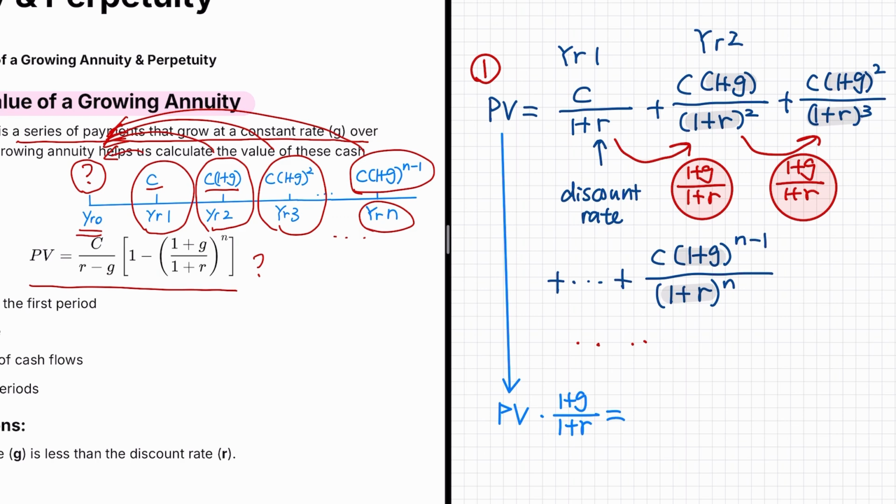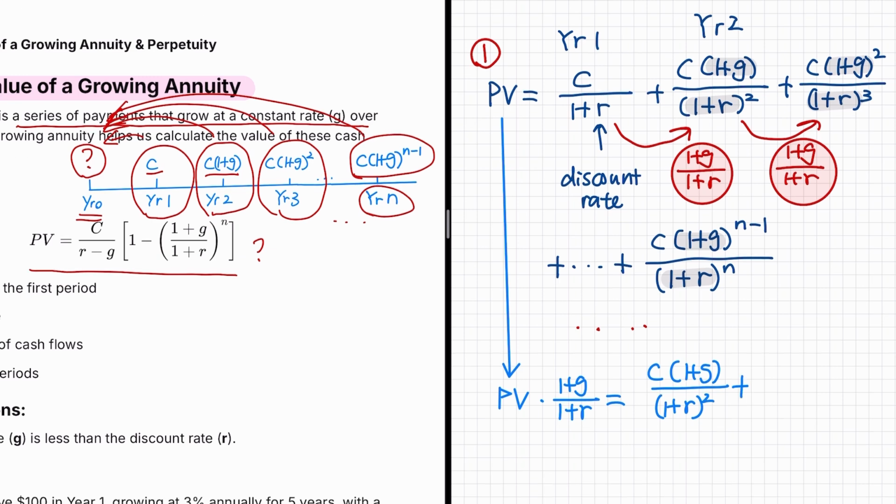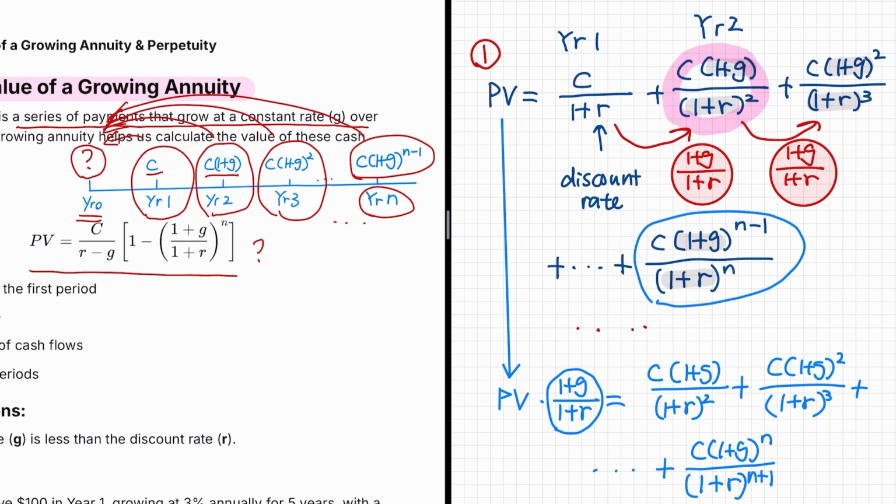So this formula will be C(1+g)/(1+r)^2 plus C(1+g)^2/(1+r)^3 plus dot dot dot, and the last term will become (1+g)^n divided by (1+r)^(n+1). This term is equal to this term, and the third term here is equal to the second term here. And we'll see that the last term in the first formula is equal to the term before the last term.